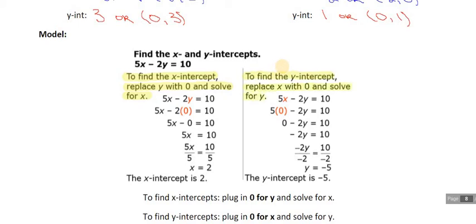In order to find the y-intercepts, we're going to replace x with 0 and solve for y. So for y-intercepts, we want only y's, so make those x terms go away. So by plugging 0 in for x, it makes the x's go away. We're then left here with negative 2y equals 10. Divide by negative 2, so our y-intercept is negative 5.